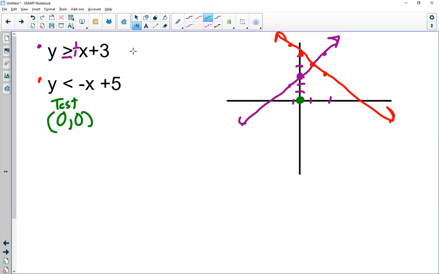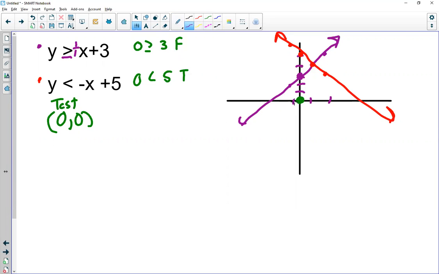So I'm going to plug in 0, 0 here. So 0 is greater than or equal to 3. Is that true or false? False. That's not true. And then let's just do it here. 0 is less than 5. That one is true. So for the purple one, it's false.